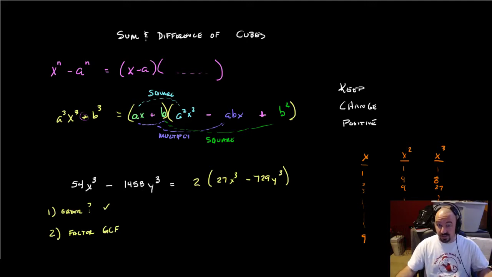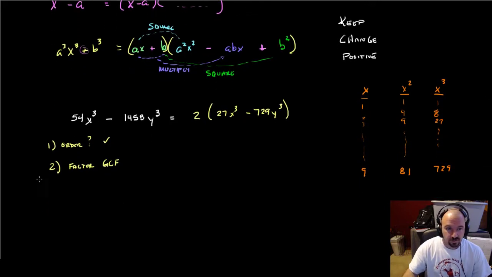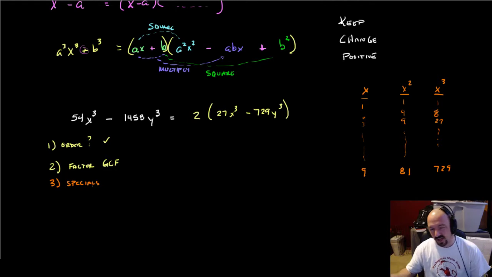So I go through my questions then. The 2 comes with me. This is part of my third step. Specials. If I can use one of my specials, life is good. If I can't, that's fine.